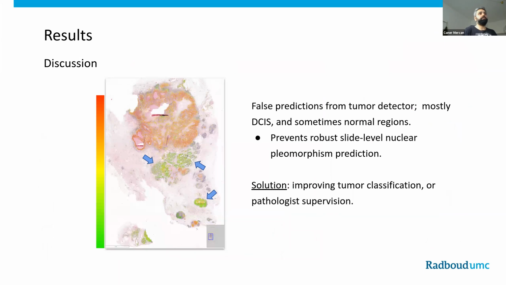Of course, not everything is perfect. For example, here's a slide with multiple ductal carcinoma in situ regions. These are actually cancer as well, but not invasive cancer. And there are some regions with normal epithelium, which were predicted as invasive by the tumor detection algorithm. So it's the fault of the tumor detector. And the pleomorphism network also scored these regions because they were detected as tumor. So this problem actually brings down the score of the slide.